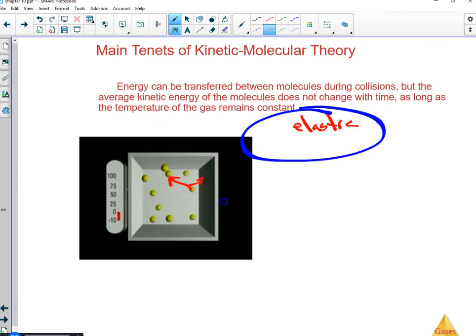Okay. Next, energy can be transferred between molecules during collisions, but the average kinetic energy of the molecules does not change with time as long as the temperature of the gas remains constant. In physics, we call this an elastic collision, which means energy can be transferred, but it's never lost. So when a gas molecule strikes its container, it will bounce back with the same amount of energy it had in the first place. If it were to strike another gas molecule, the combined energy before and the combined energy after would be the same. Okay? So we're saying there's no loss of energy, which means that the only way the energy is changed is through changing the temperature. Temperature determines the energy of the gas and pretty much nothing else.